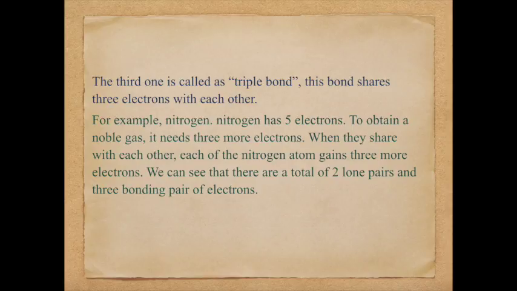For example, nitrogen. Nitrogen has 5 electrons. To obtain a noble gas configuration, it needs 3 more electrons. When they share with each other, each of the nitrogen atoms gains 3 more electrons. We can see that there are a total of 2 lone pairs and 3 bonding pairs of electrons.